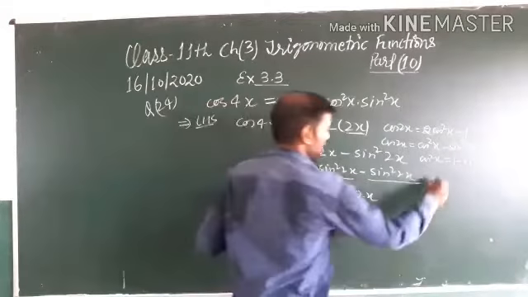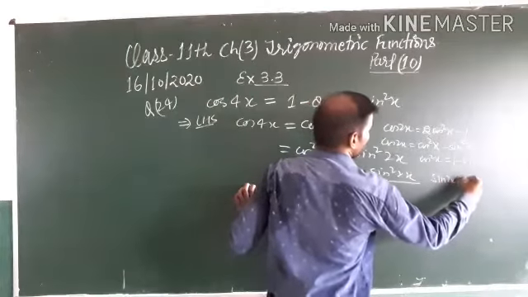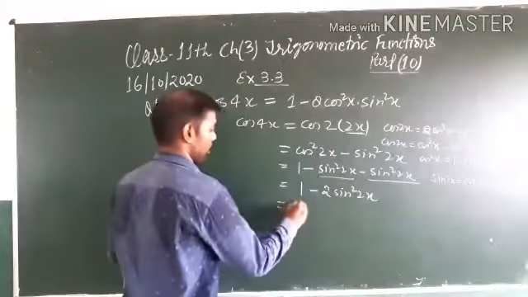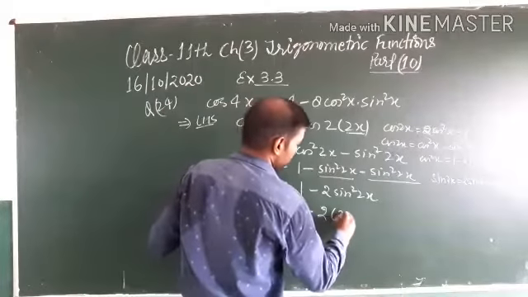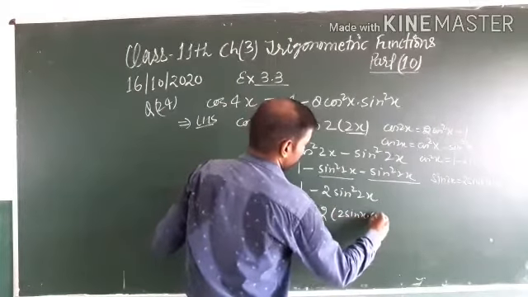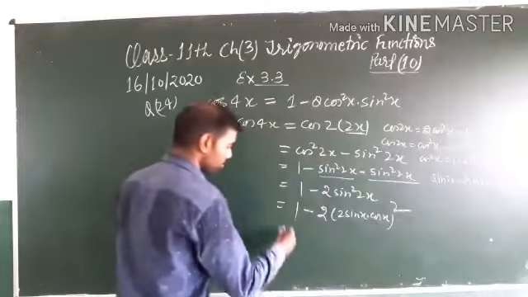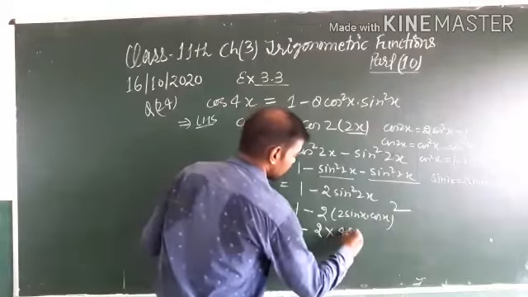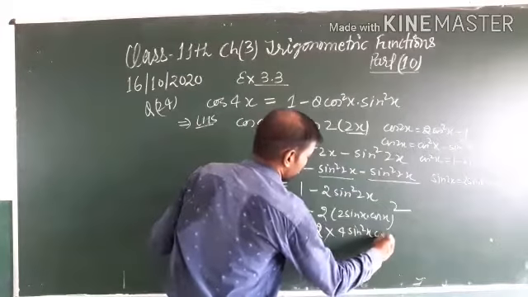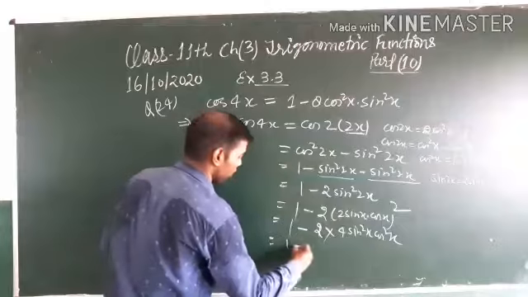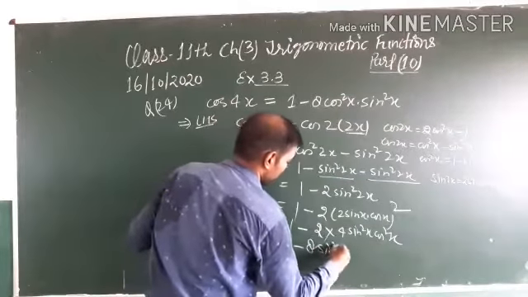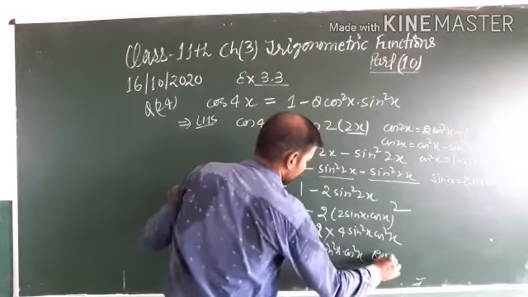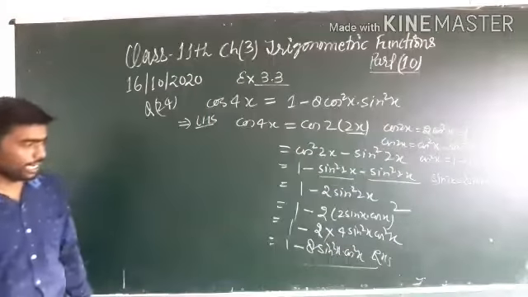And we already know sin 2x is equal to 2 sin x into cos x. So we can write again 1 minus 2 into (2 sin x into cos x) whole square. So we write 1 minus 2 into 4 sin square x into cos square x. So we can write 1 minus 8 sin square x into cos square x. So this is the right hand side, and this is the left hand side, we get the right hand side.